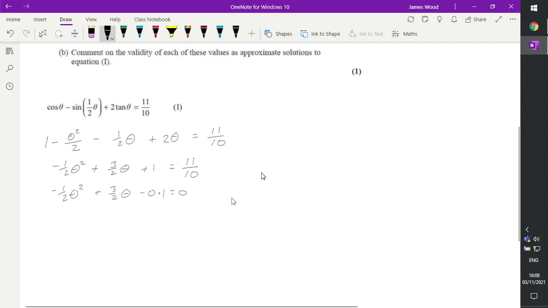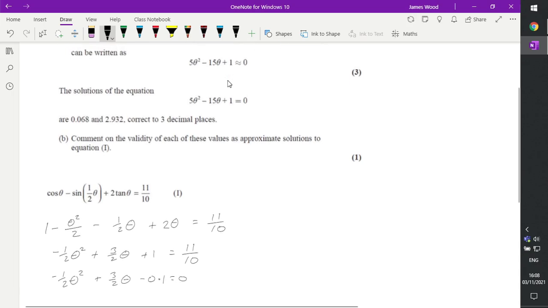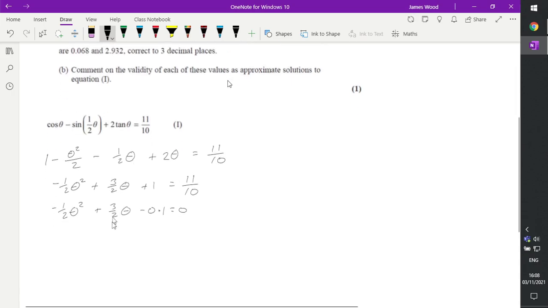So we've got to there, and we've got to get it to having a 5θ² at the front and a plus 1 at the end. So I'm just going to times it all by 10. If I times this all by 10, then I'll get −5θ² + 15θ − 1 equals 0, and then just times it by negative 1. So we've got to that as our final answer, which is what they're after.